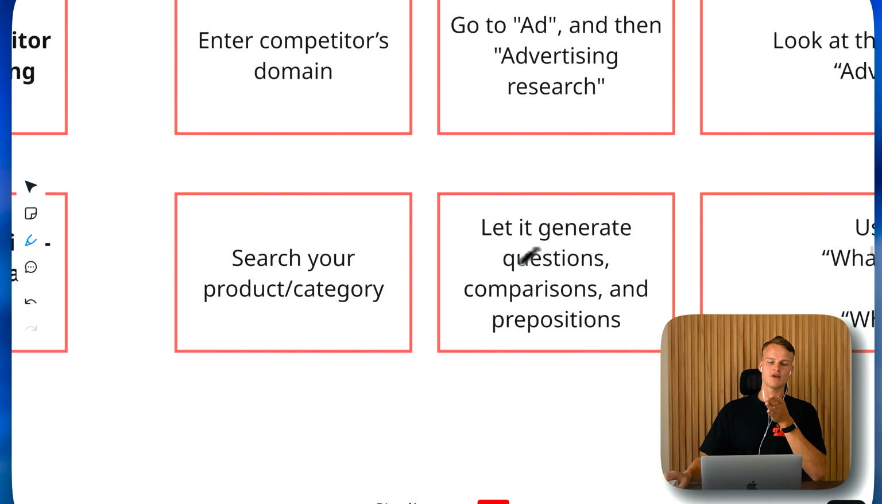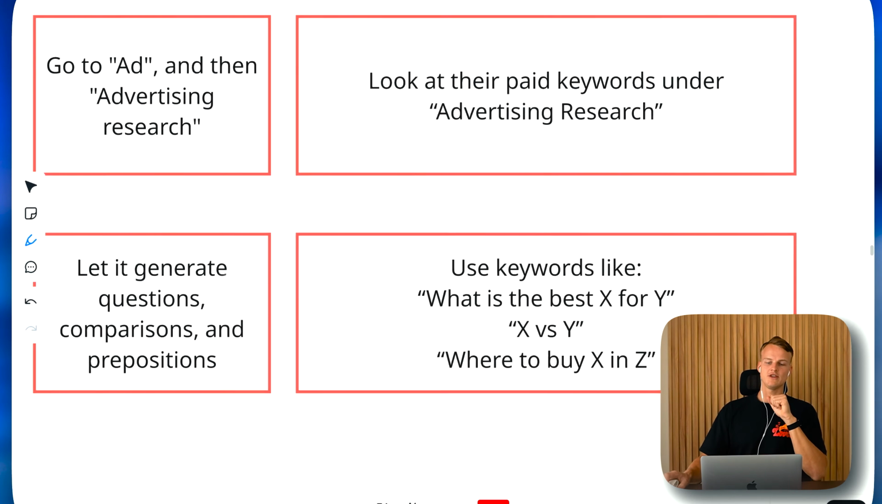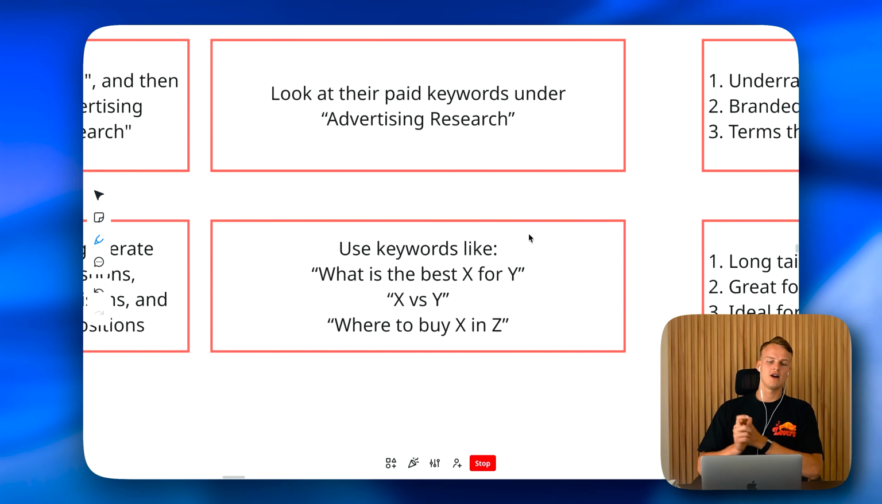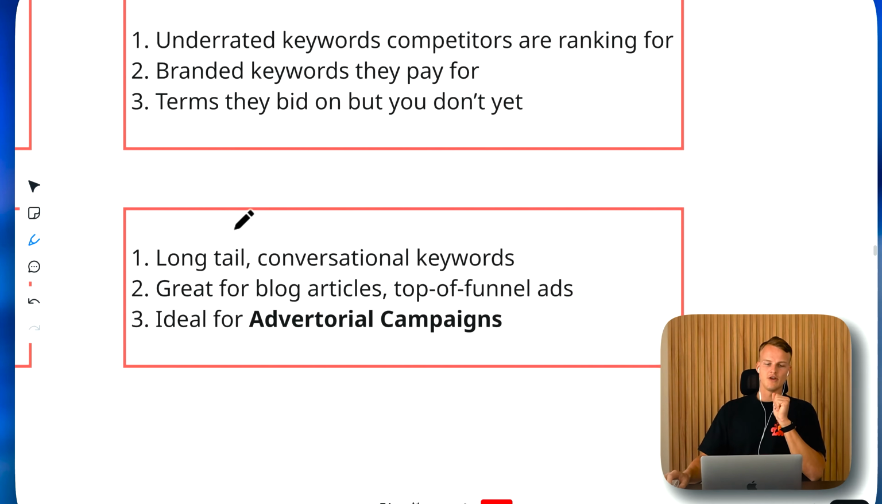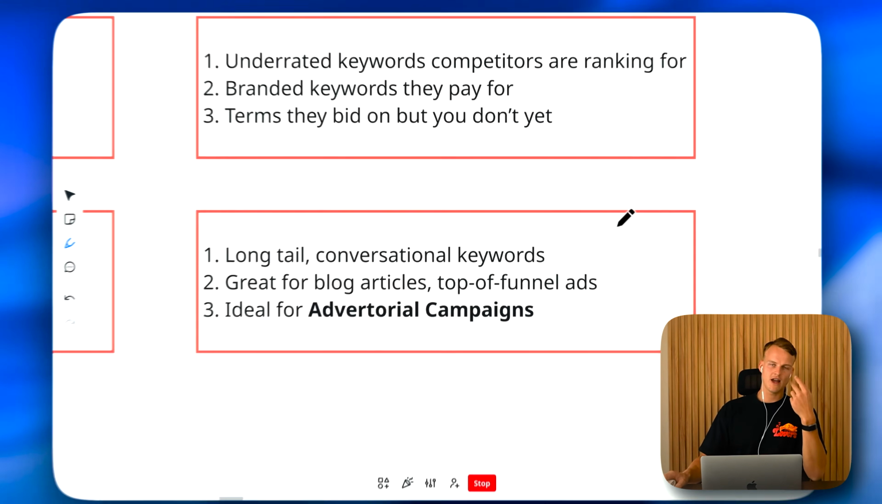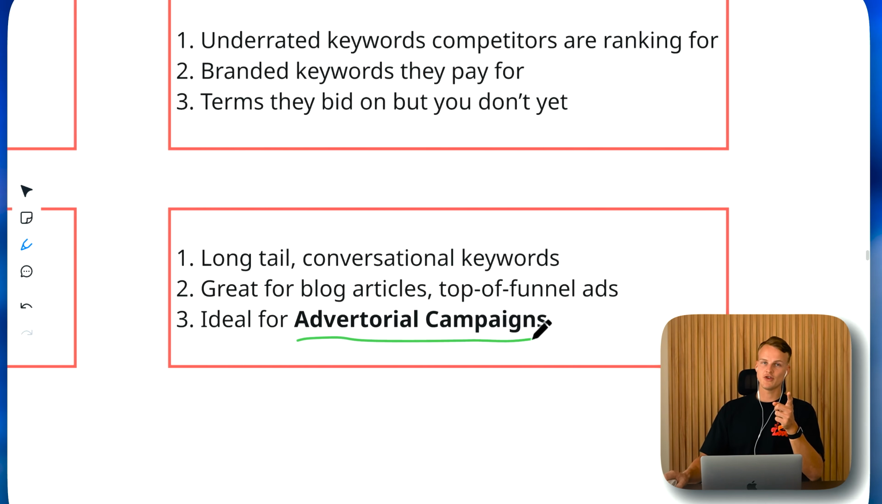You can search your product category, let it generate questions, comparisons, and prepositions. Use keywords like what's the best X for Y, X versus Y, and where to buy X in Z, right? You want to look for long tail conversational keywords. You want to use those maybe for blog articles, top of funnel ads, advertorial ads, and those are actually great and ideal for advertorial campaigns, which is also one of the bonus tools that I will talk you into by the end of the video.